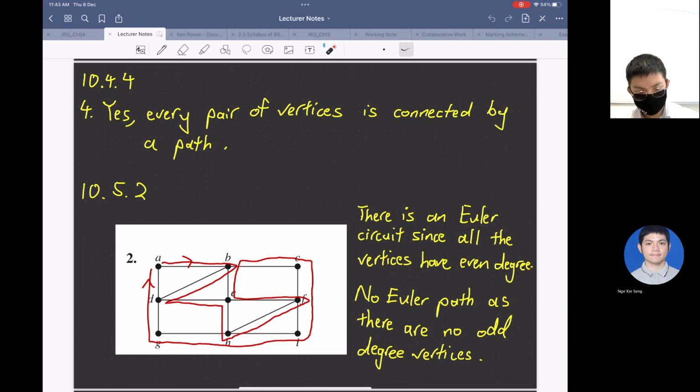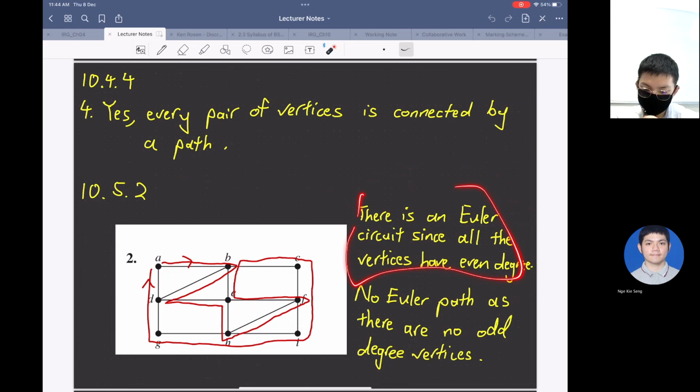10.5.2 asks you whether there's an Euler circuit or not. What's the condition for an Euler circuit? All vertices have to be of even degree. So you just go and check the degree of your vertices. Since all have even degree, you should find an Euler circuit. How to find it is based on your creativity, but by the theorem, you definitely can find one.